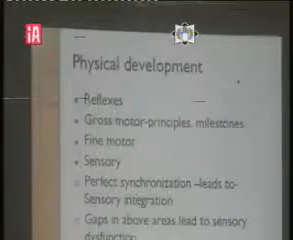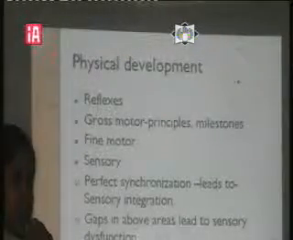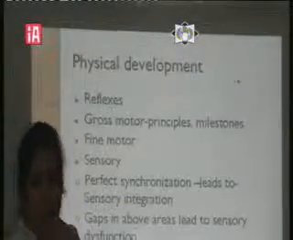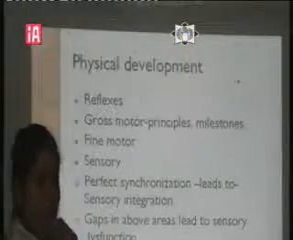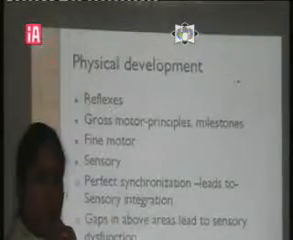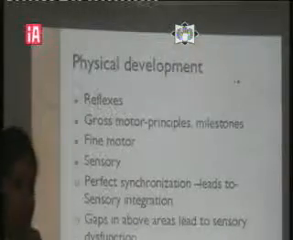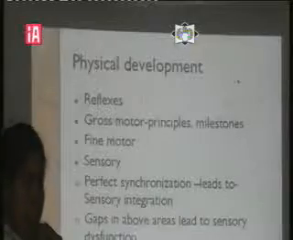Okay? And the milestones. The normative milestones are very important. By 3.5 months, the child has to have head control. Has to have head control. If head control is still not happening by 4 months, you have to get the child evaluated by a pediatrician or a doctor. Then you have the normal milestones.